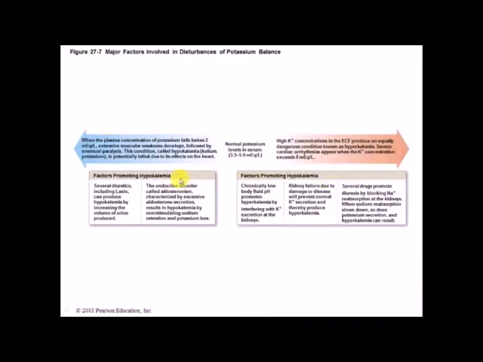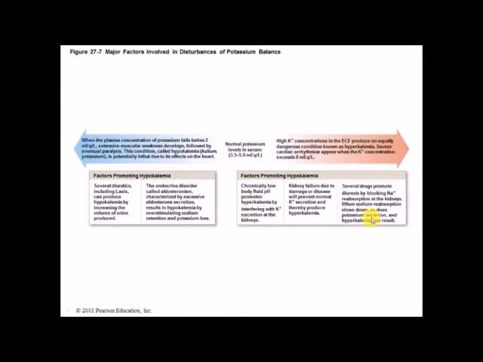This chart is wrong. It says factors promoting hypokalemia over here and factors promoting hypokalemia over here, so we can't have it go in both directions. So this is hypokalemia, this is hyperkalemia. For hypokalemia, we're looking at diuretics, and if you have someone that's taking diuretics, you need to be very, very careful because they can go into a hypokalemic state very easily. Then there's hyperaldosteronism, and over here we're looking at low pH, kidney failure, and a lot of drugs can cause you to go into hyperkalemia.